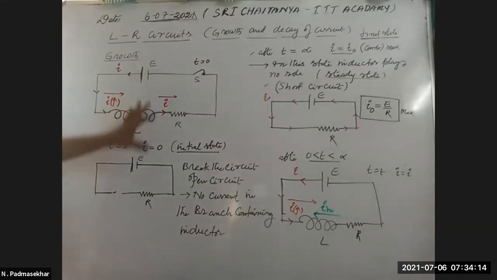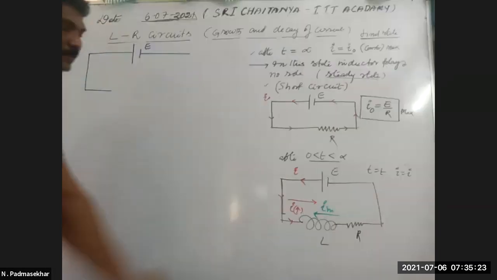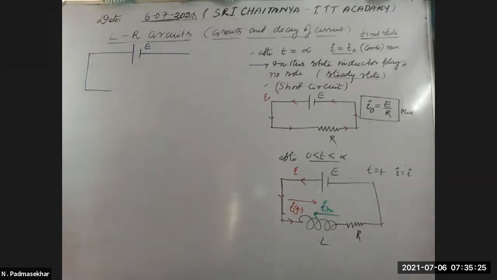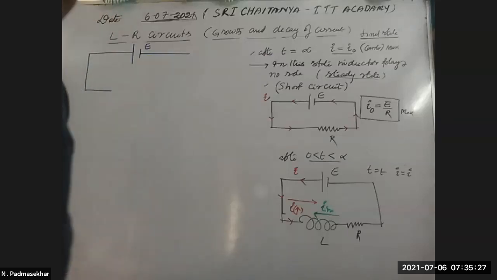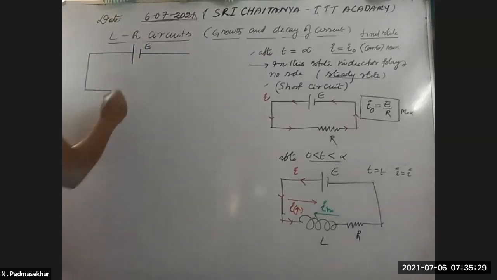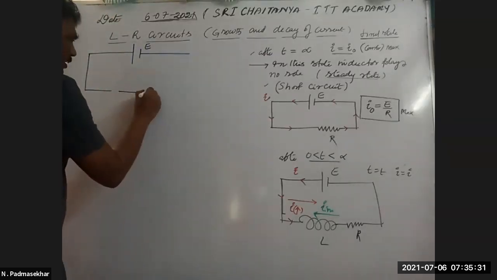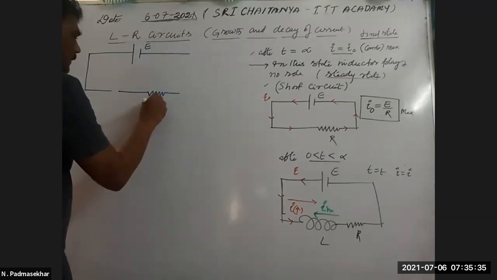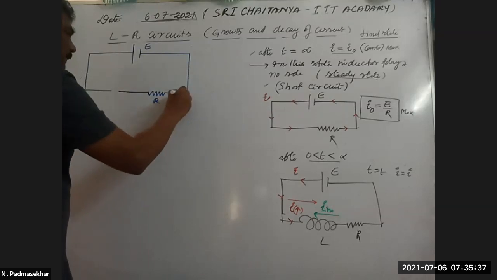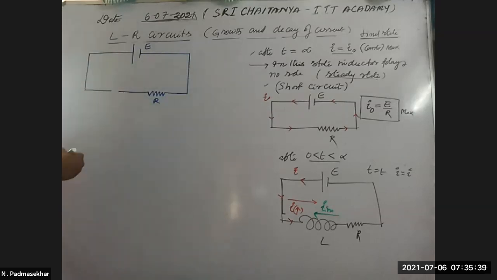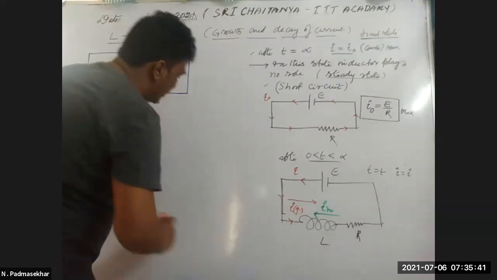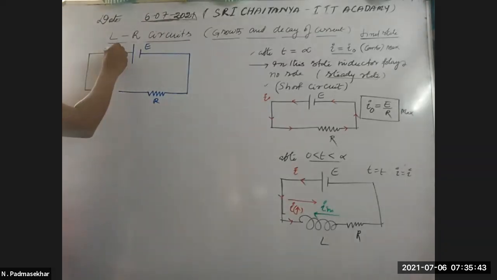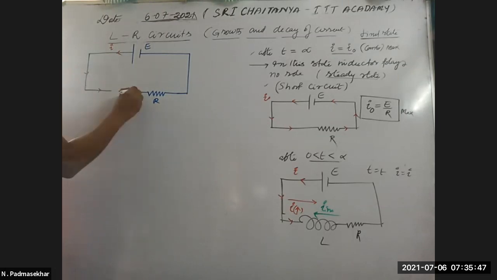Note, I'll tell you. Now the inductor behaves like a cell. I am showing it here. And here this is a resistor R. And this is the direction of the original current. You consider this the original current, the direction of the original current.